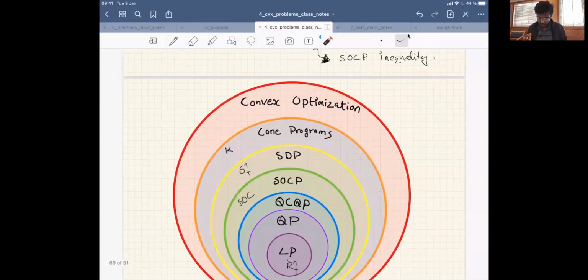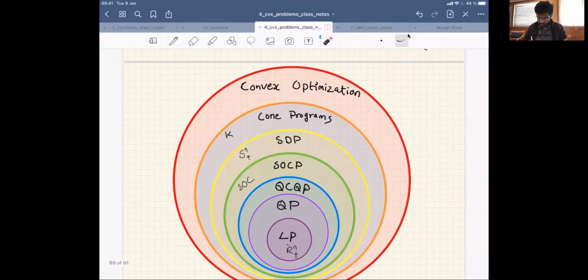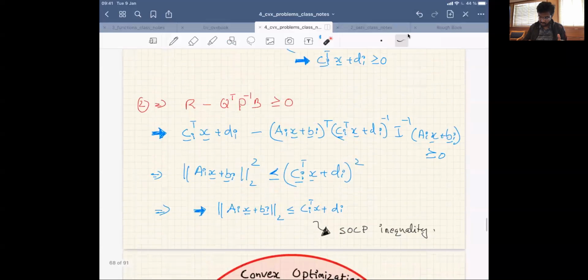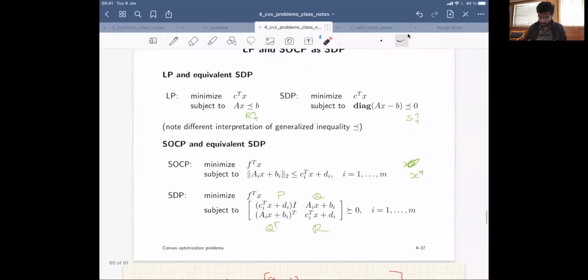We skipped one topic called geometric program. I just wanted to complete this hierarchy, that's why I skipped that. But geometric program will not fit into this framework. Maybe you can bring it into this framework, but in its original form, geometric program is not convex. We'll see that. Using some simple transformation, we bring it to a convex framework. So let's see what a geometric program is.